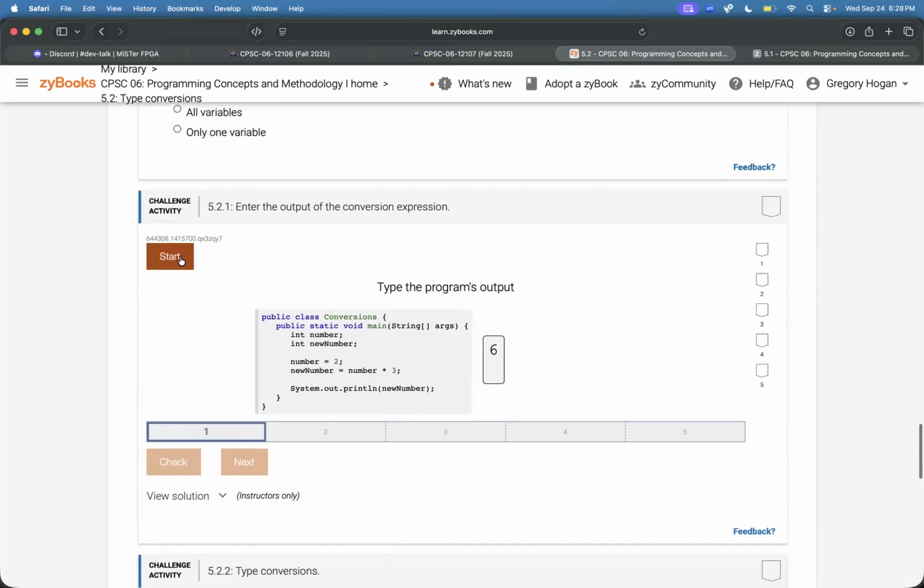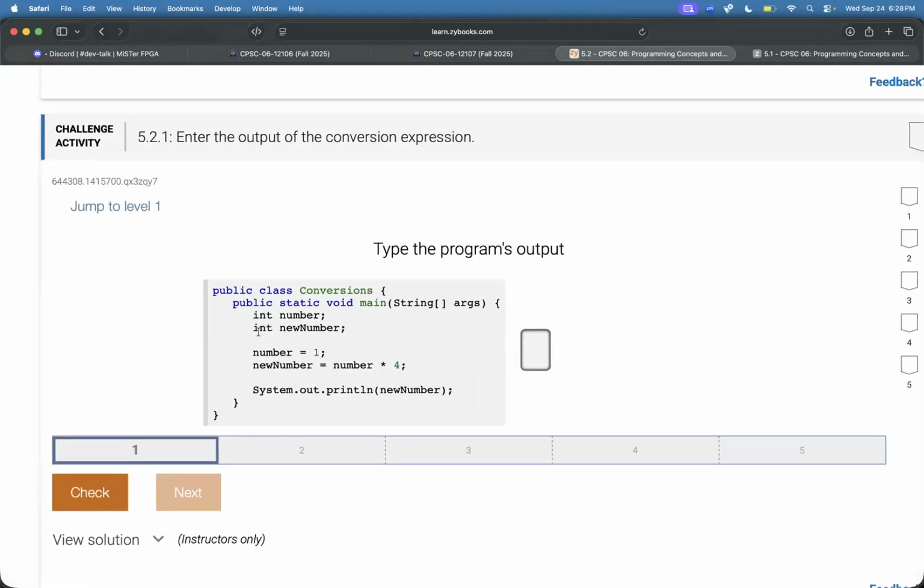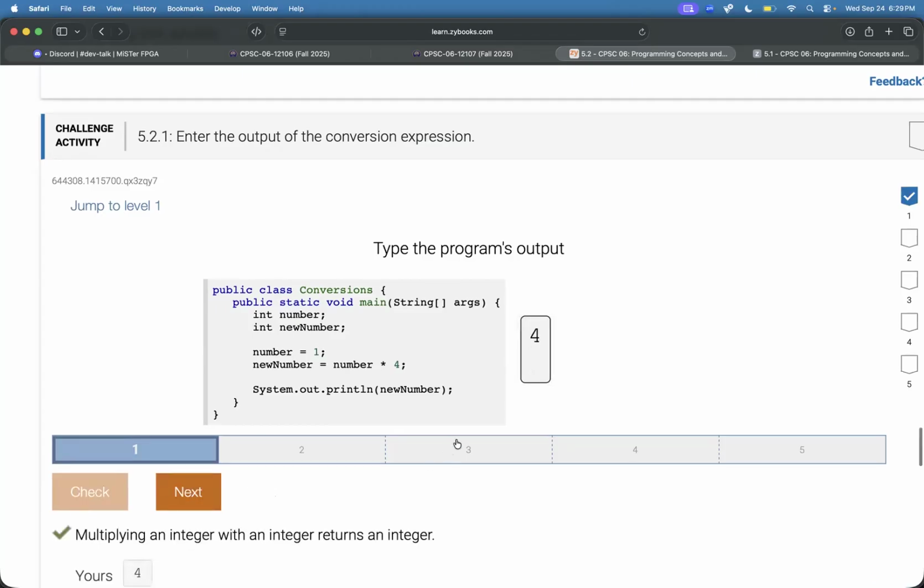We can do some of these as well if we want to. This is just going to be checking if we understand ints and doubles. So number is 1, new number is number times 4. So that's 1 times 4, which is 4. Everything's an integer, so we're printing it out. It'll be a 4, and I see it's a print line, which means we have to hit enter. Check. Let's jump to number 3.